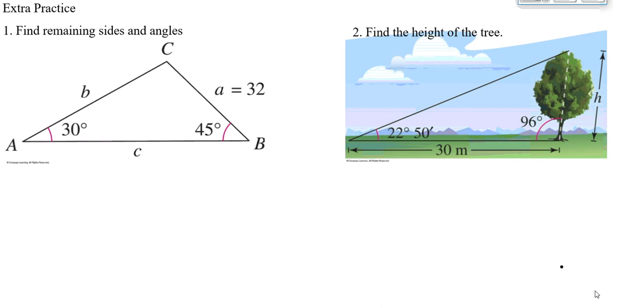Before you check your work, maybe you want to revisit that second problem. Just a reminder that the angle here is 22 degrees 50 minutes, and hopefully you've converted that by saying that's 22 plus 50 over 60 to get your decimal degrees. If you didn't, you might want to pause this before you check your work.